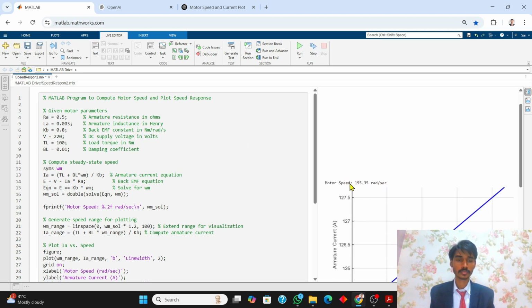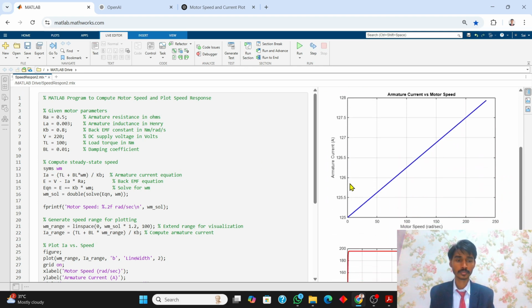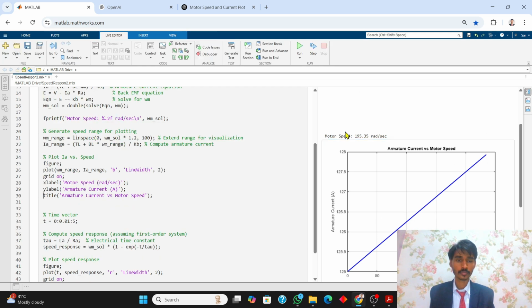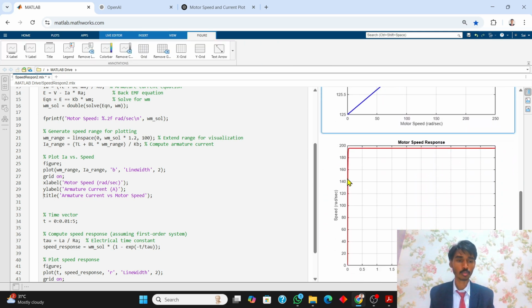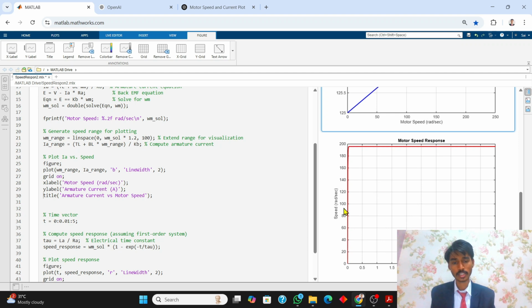So our motor speed is 195.35 radians per second. This is our armature current versus motor speed graph, and this is our motor speed response. This is the speed and this is the time in seconds.